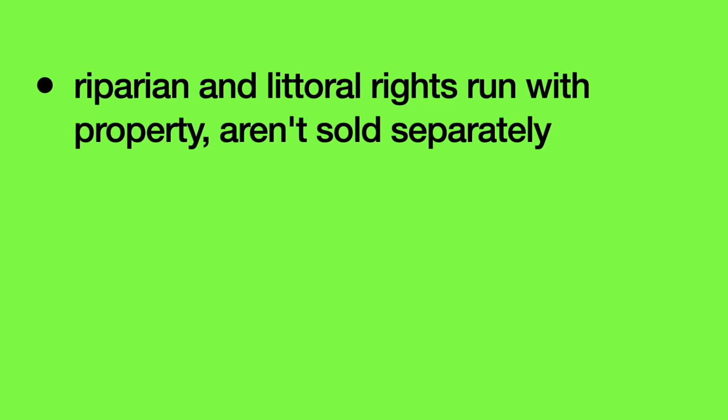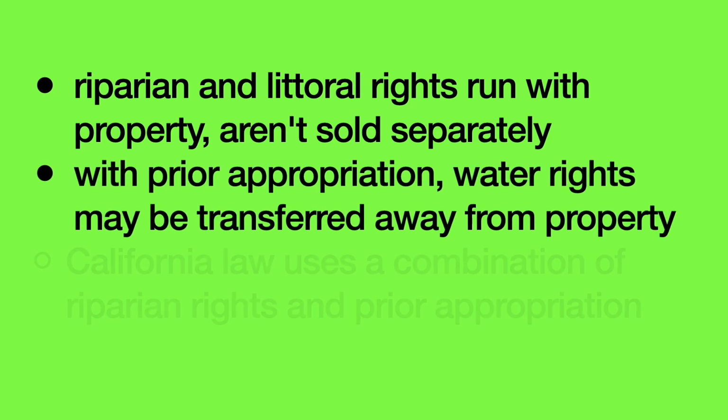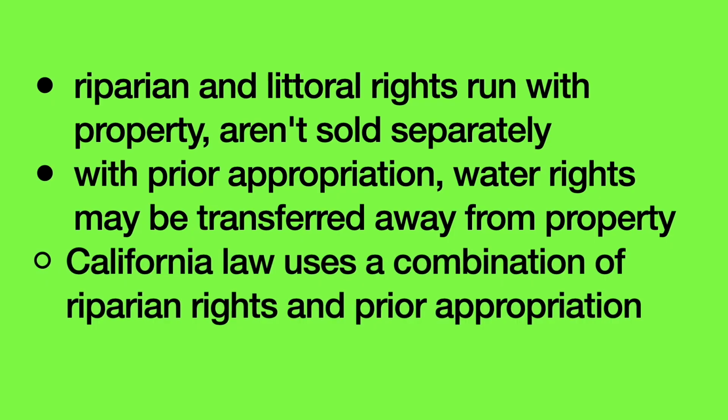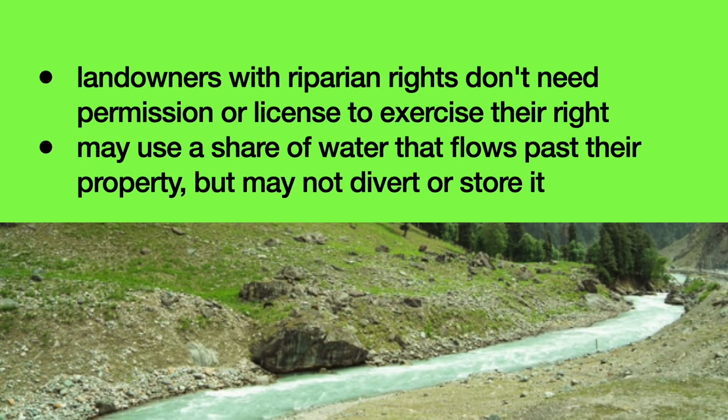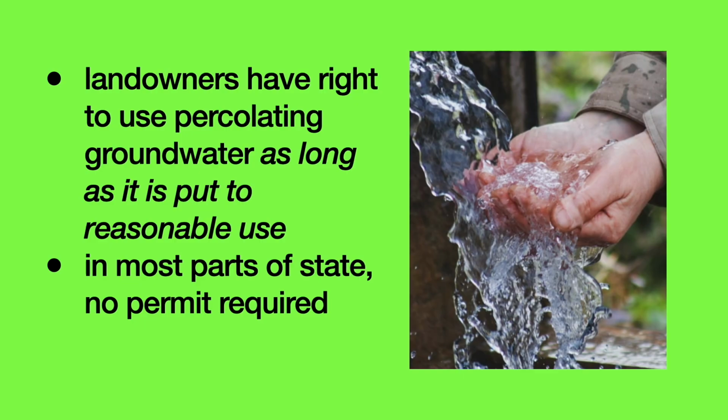Riparian and littoral rights run with the property and aren't sold separately. Where prior appropriation is used, water rights may be transferred away from the property. California law uses a combination of riparian rights and prior appropriation. Landowners with riparian rights don't need permission or license to exercise their right. They may use a share of the water that flows past their property, but may not divert or store it. Landowners seeking rights to water that's subject to prior appropriation must follow a permitting process. Landowners have the right to use percolating groundwater as long as it's put to reasonable use. In most parts of the state, no permit is required.